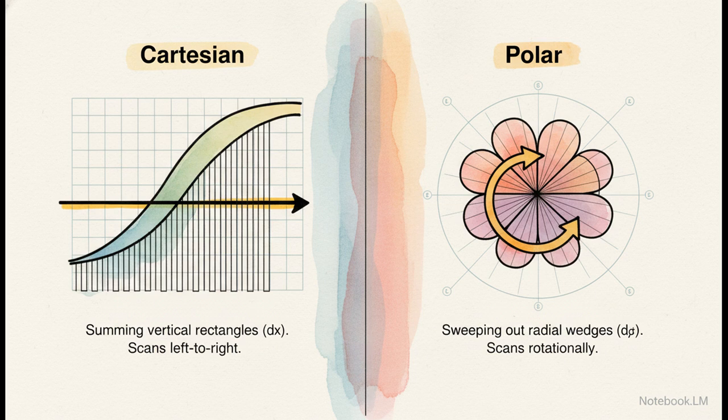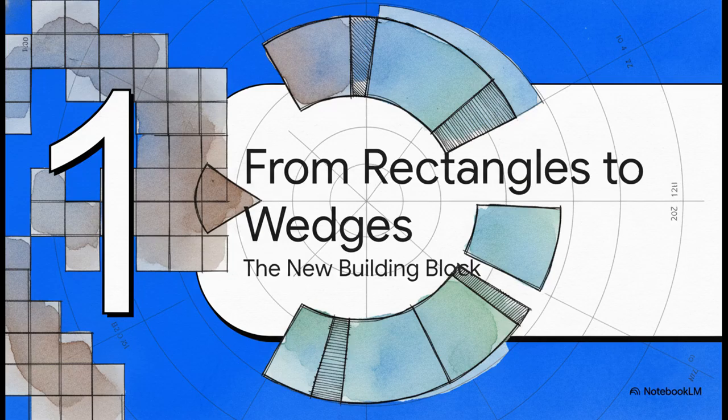Instead of scanning left to right, we're going to think like a radar, sweeping around a central point. We're not adding up rectangles. We're adding up these little pie pieces, these radial wedges. And it makes perfect sense, because our radius, r, is a function of the angle, theta. So our building block should be based on a tiny change in that angle. It's a total shift from thinking in lines to thinking in circles. And that brings us right to our first big idea, really understanding this new building block for area.